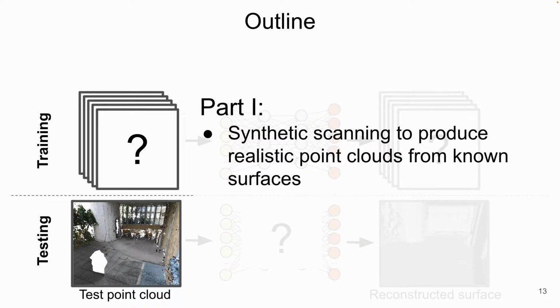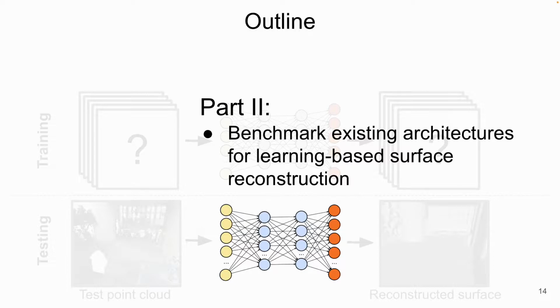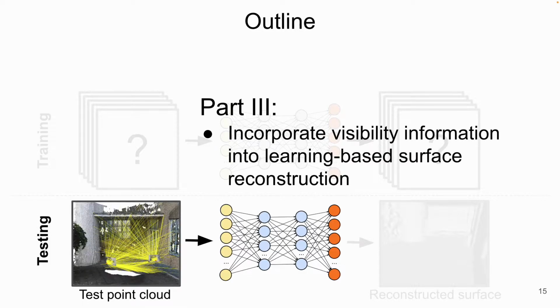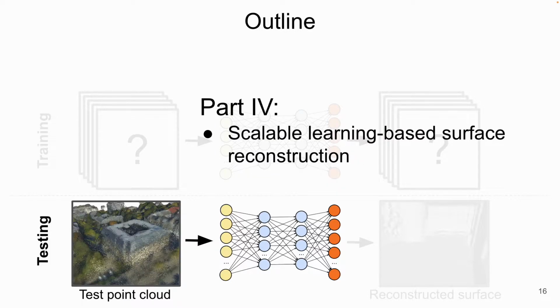So in the first part, we are going to look at the input of a learning-based surface reconstruction algorithm. In the second part, we are going to benchmark state-of-the-art surface reconstruction architectures and discuss their benefits and shortcomings. In the third part, I will discuss how we can incorporate visibility information into the learning process, which improves the generalization capability of learning-based reconstruction. And finally, in part 4, I'm going to show how we implemented a learning-based architecture that can scale to process point clouds with millions of points.